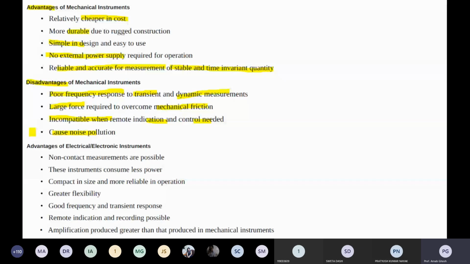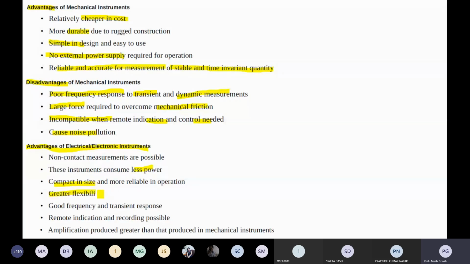So the final one, the advantages of the electrical and electronic instruments. Definitely non-contact measurements are possible. Another advantage, these instruments consume less power compared to the mechanical, and are compact in size. Great flexibility means in any case you can use it at any moment.